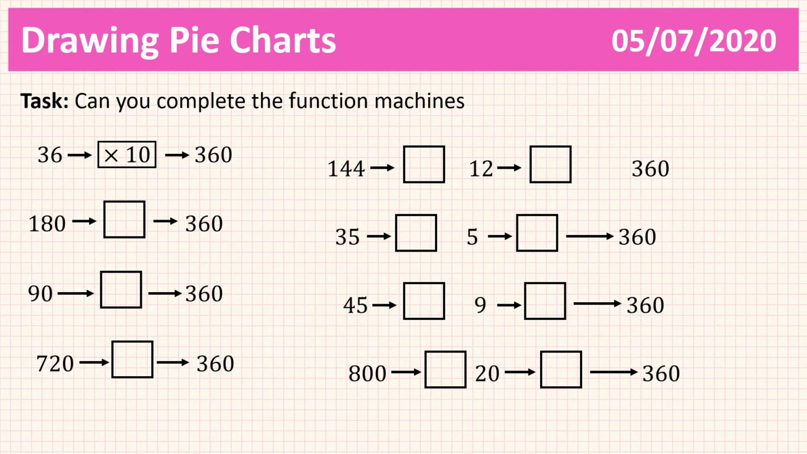Okay, so here's what we're going to do before we look at any pie charts. The first thing I'd like you to do is fill in these function machines. So for example, inside each of these boxes, you're going to put the operation that happens to get from the first number to the last number. So for example, to get from 36 to 360, I multiply by 10. And I'd like you to do that for the rest of these questions, please. So pause the video, have a go at that.